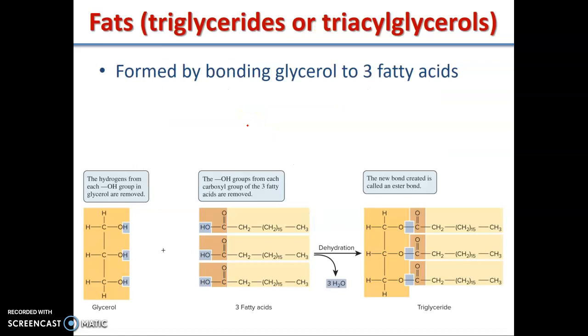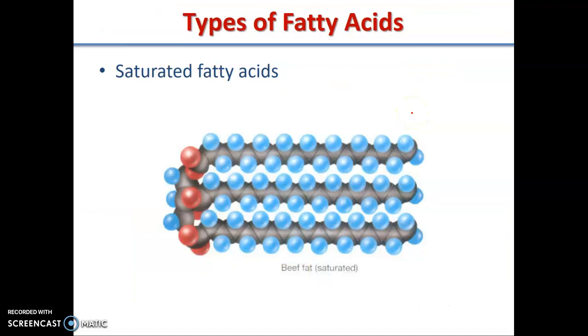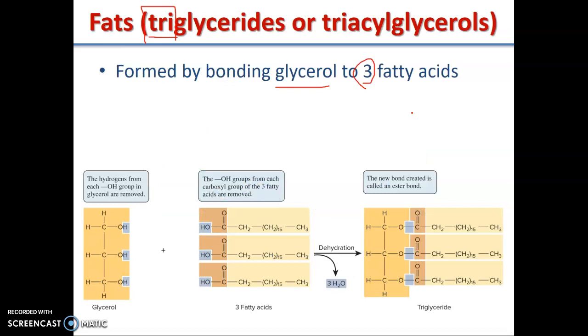So when you talk about your fats, these are your triglycerides or your triacylglycerides. This tri is important here. Tri means 3, so you have this glycerol with these 3 fatty acids to form this triglycerol. And this is largely what makes up our fats. This is what makes up our fatty acids.